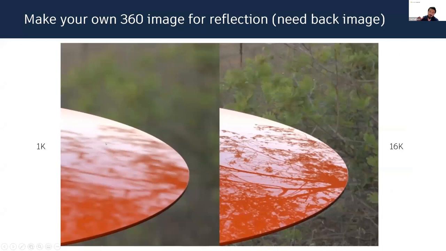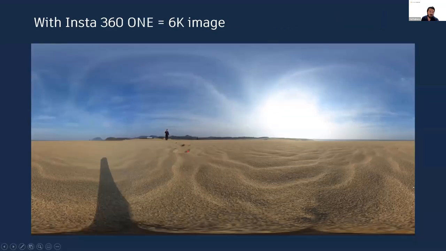So this is the difference. The quality of the HDRI environment image being 1K, half of full HD, is on the left. This is like a 16K image reflecting on a 3D model. So it's super clear how different it looks. Better quality photo, better quality rendering, right?